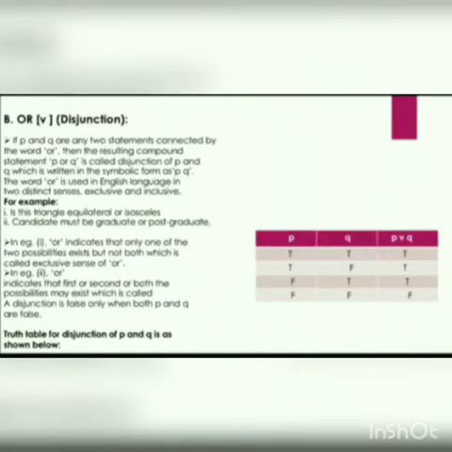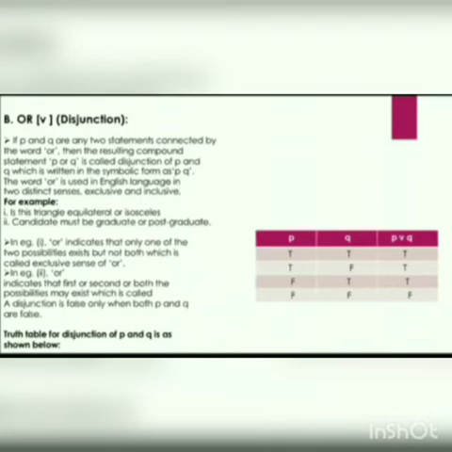Second logical connective, or, which is also known as disjunction. If P and Q are any two statements connected by the word or, then the resulting compound statement P or Q is called disjunction of P and Q, which is written in the symbolic form as given below. The word or is used in the English language in two distinct senses, exclusive and inclusive.